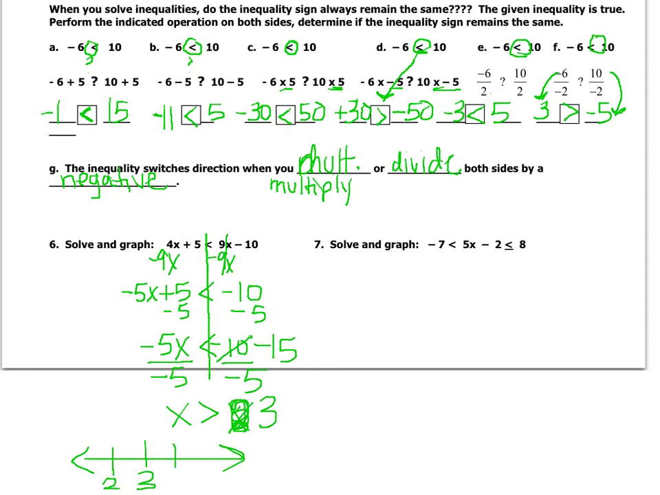2 is 1 below. 4 is 1 higher. X is greater than 3 is an open circle because there's no equal to. And then we're going to shade to the right.